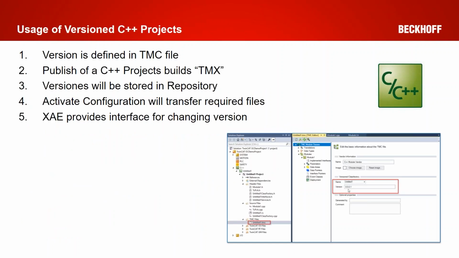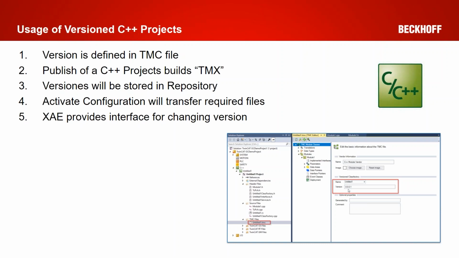When we are talking about version C++ projects, which build the foundation for the online change, the version is defined within the TMC file. You know, we have this TMC editor, I have a screenshot here, and in the uppermost node you have the class factory information, and there you have, as a new field, the version. By default, it's version 1. It's configured here, and this will be used whenever the version C++ project is published.